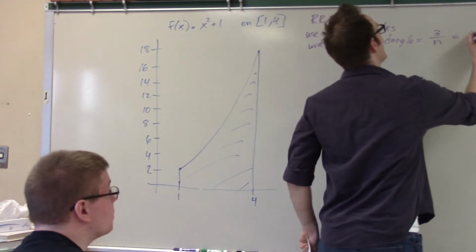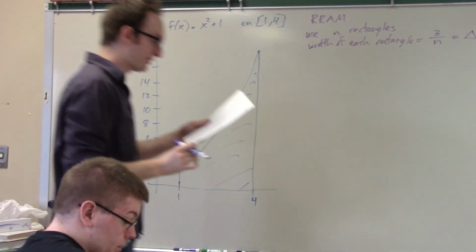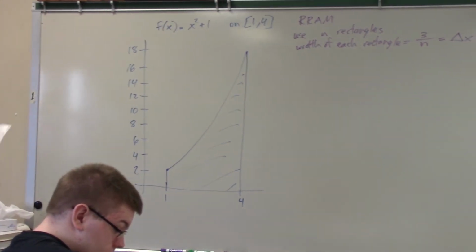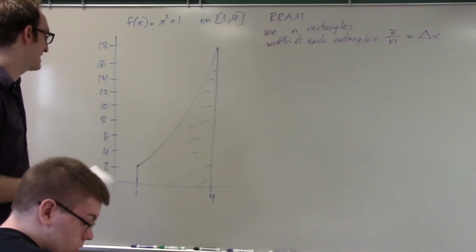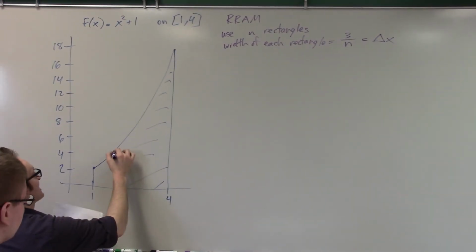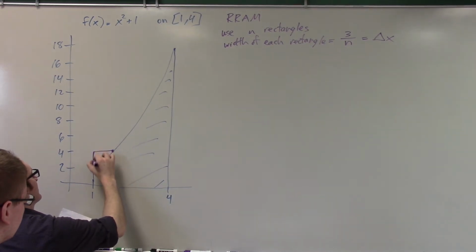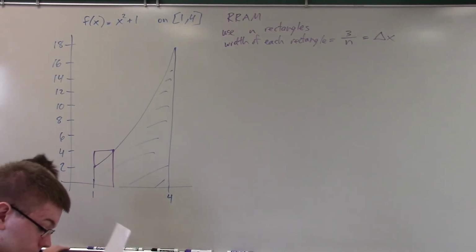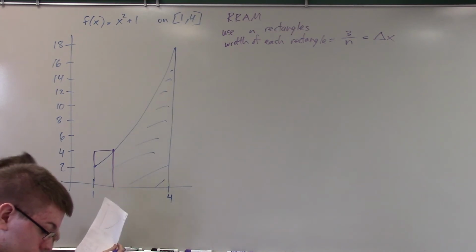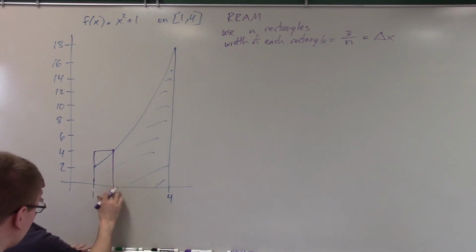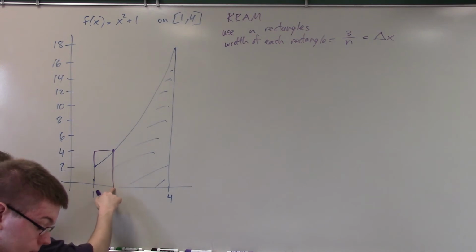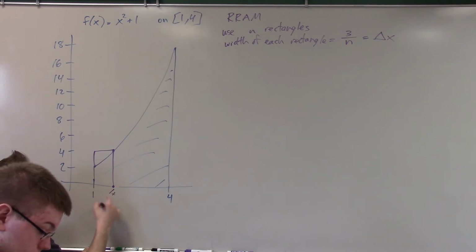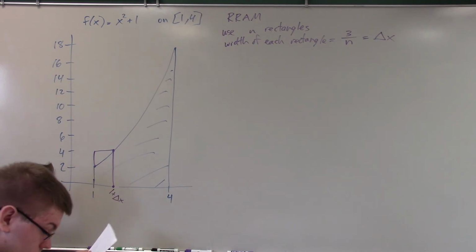Sorry. So let's just call that delta x. That's going to be the width of each rectangle. Okay, let's draw the first rectangle. Well, the first rectangle is going to look something like this. Oh man, looks much better on your paper. Oh well, too late. So what is this point down here? Let's just call that 1 plus delta x. That seems like a good idea.